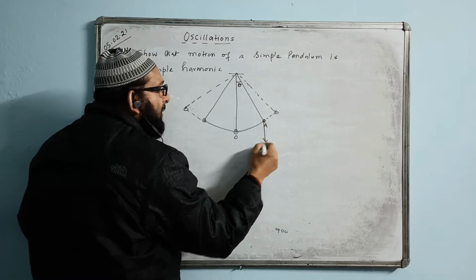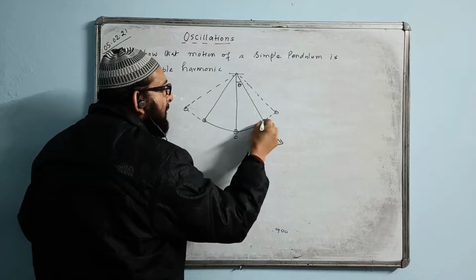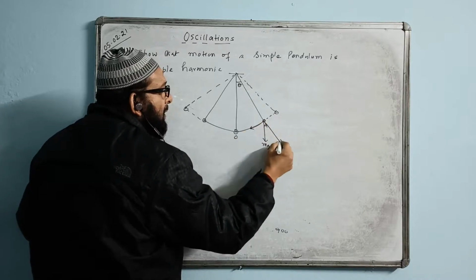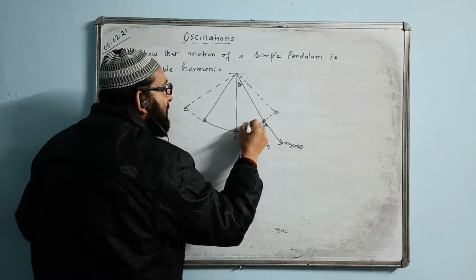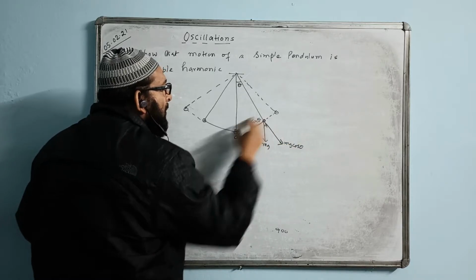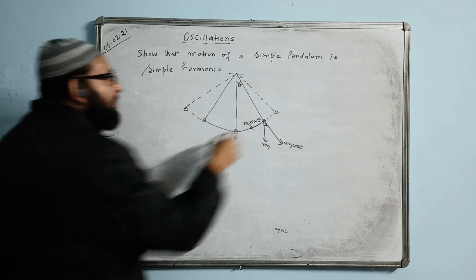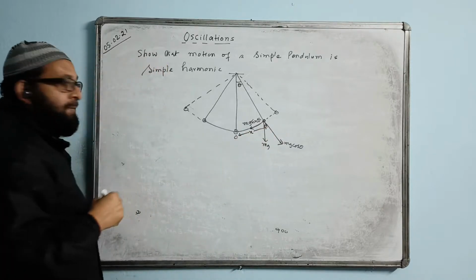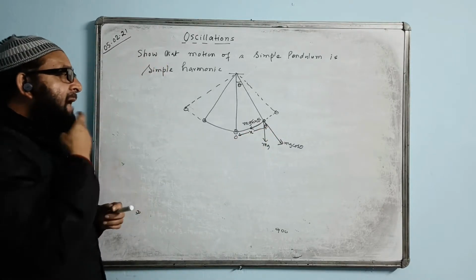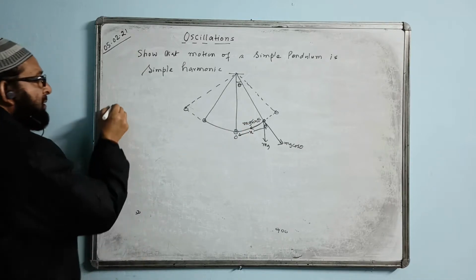The weight of the block, the force acting here, is mg. So this mg will break into two components, one here, one here like this. This component will become mg cos theta, this component will become mg sin theta. The displacement of this point from here is x. Which force is acting towards the mean position? The answer is mg sin theta.